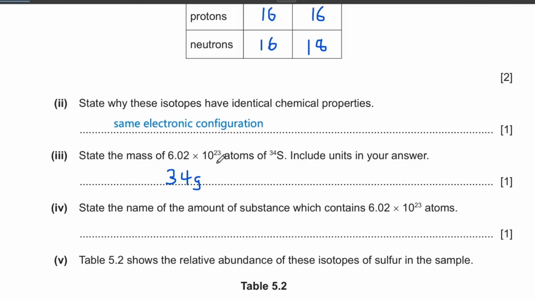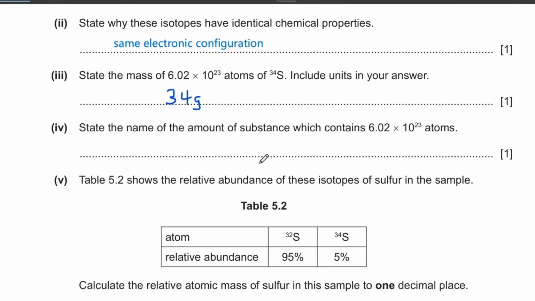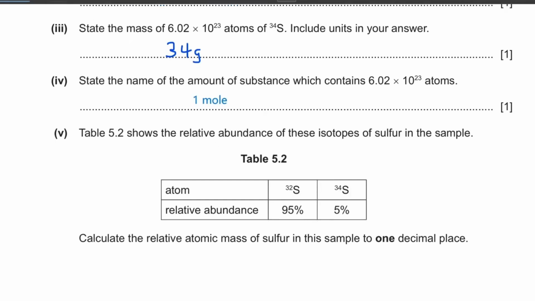How do I know that? This is Avogadro's constant. It means that 1 mole of sulfur contains 6.02 times 10 raised to power 23 atoms. So that means the mass is 34 grams, which is the relative atomic mass of sulfur. Next question. State the name of the amount of substance which contains 6.02 times 10 raised to power 23 atoms. Like I already stated, it is 1 mole.